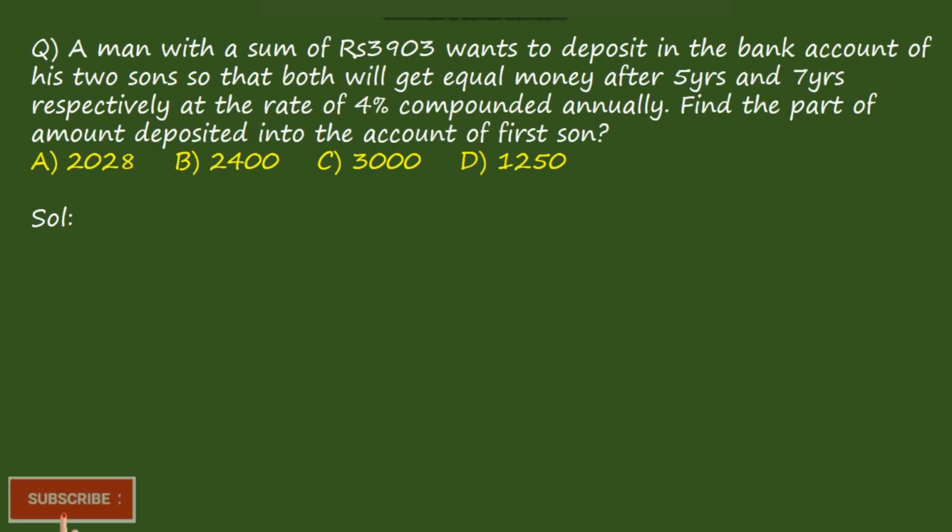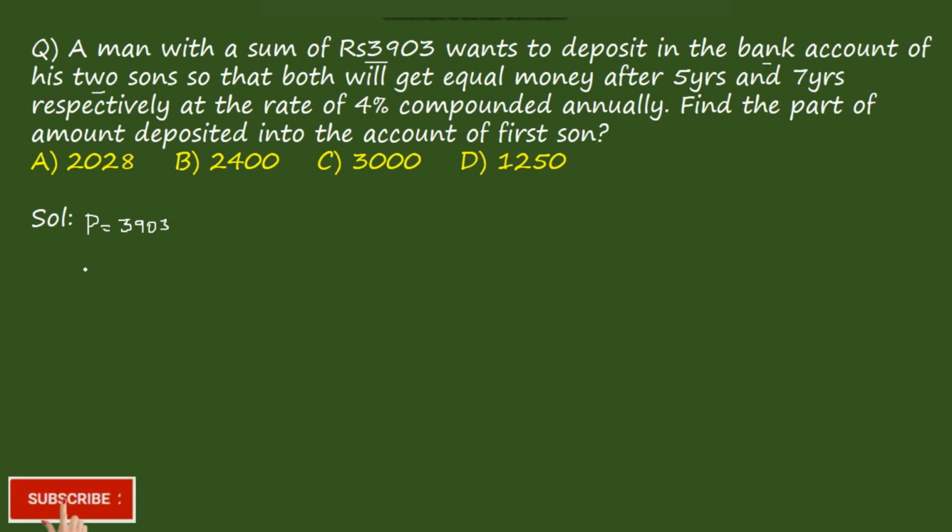Come to next question. A man with a sum of rupees 3903 wants to deposit in the bank accounts of his two sons so that both of them will get equal money after 5 years and 7 years, respectively, at the rate of 4% compounded annually. Find the part of the amount deposited into the account of the first son. Right? First, we understand the question. They're saying a man with a sum of rupees 3903. So here the given principal is equal to 3903. Right?